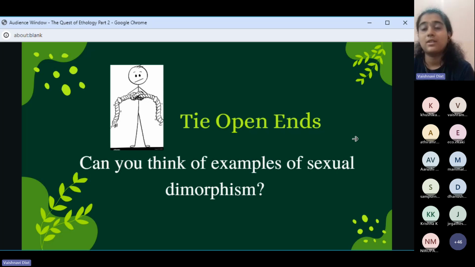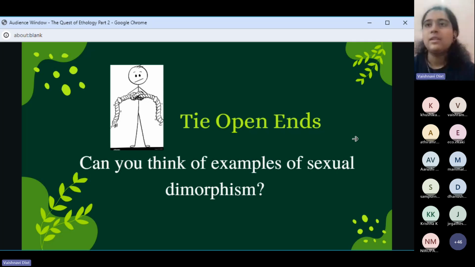Chicken. Yes, that is also correct. Cock and the hen look very different. Only male deer have antlers. Yes. Robins. Okay. Robins can be. Yes, robins look different. Lion. Yes. Females are dull in color. Okay. That is correct. Yeah. So you guys know many examples of sexual dimorphism. We have observed many of them many times, right? So yes, you all are correct.